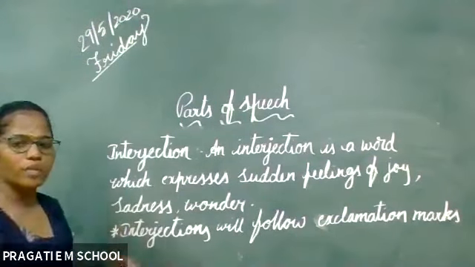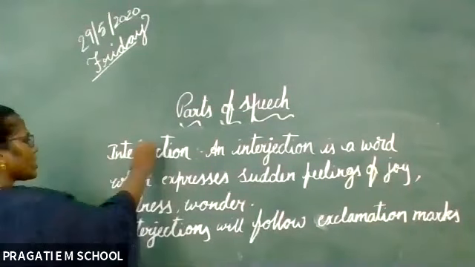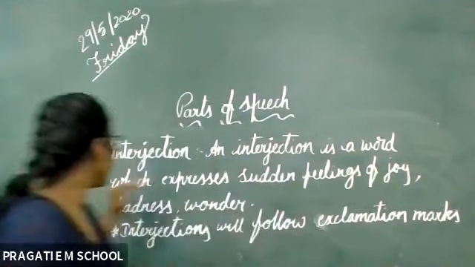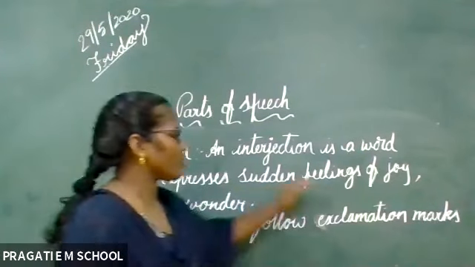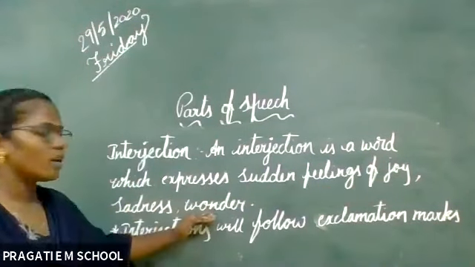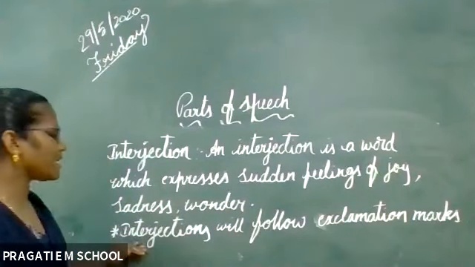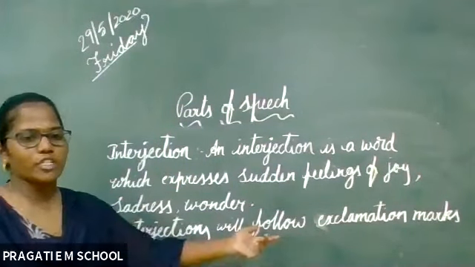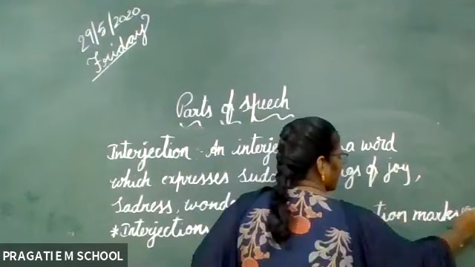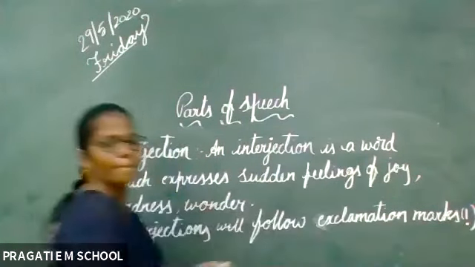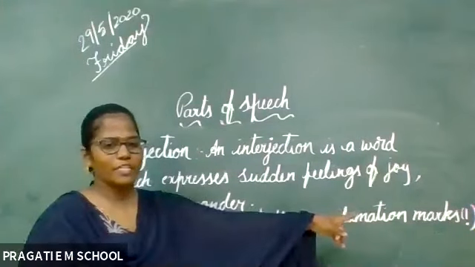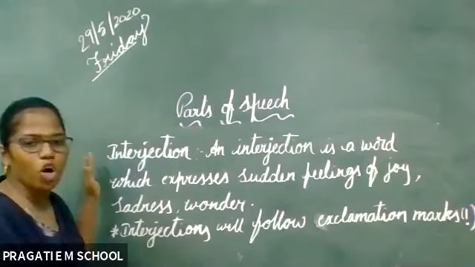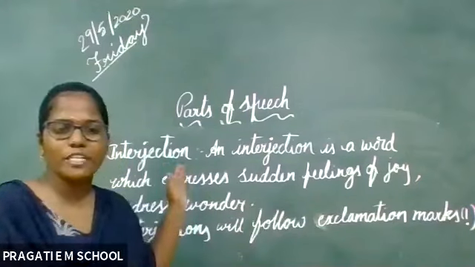Write down now. I'll give the examples. An interjection is a word which expresses sudden feelings of joy, sadness, wonder. Interjections will follow exclamation marks, like this. That is called an exclamation mark. All the interjections will follow an exclamation mark.